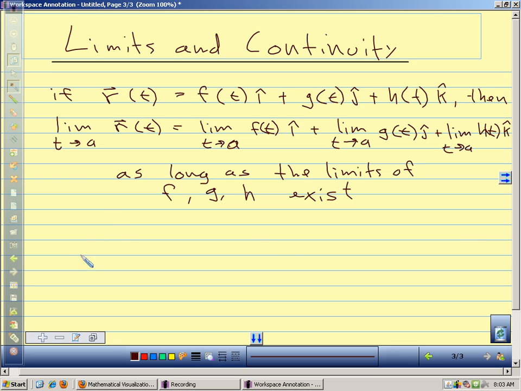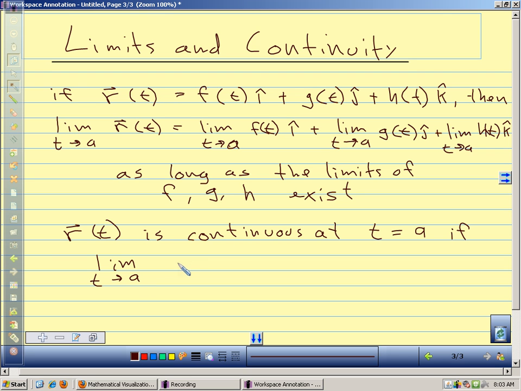We say that r of t is continuous at t equals a if, do we remember our definition of continuity from two variable functions? We'll talk about epsilons and deltas a little later, but just the definition of continuity, not the definition of a limit. Okay, so Scotty says that our limit coming from the left, the limit coming from the right, and the limit at the point, they all have to be the same.